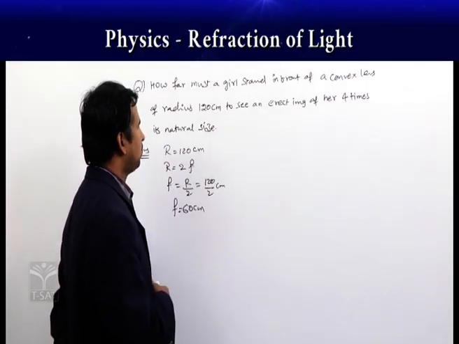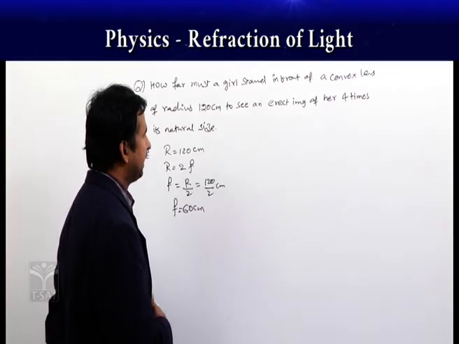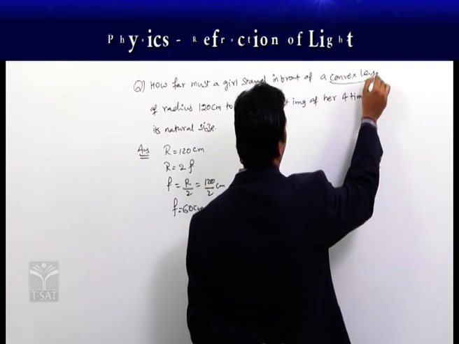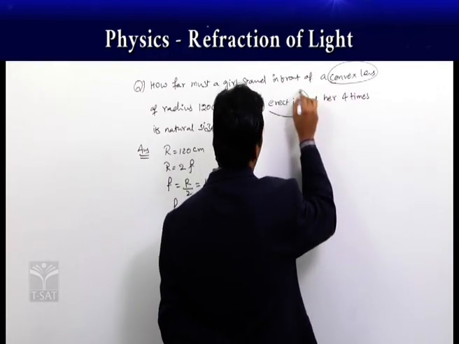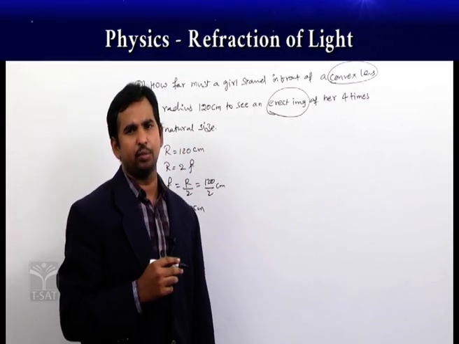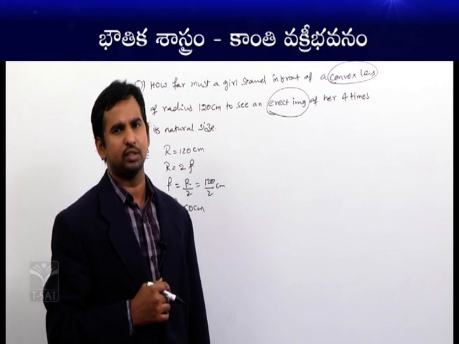And now the question says that a magnified image, which is an erect image, is formed. If you observe here, the lens we are using is a convex lens, and here we are considering the case of an erect image. A convex lens forms an erect image only in one case: if the object is placed in between the focus and optic center.